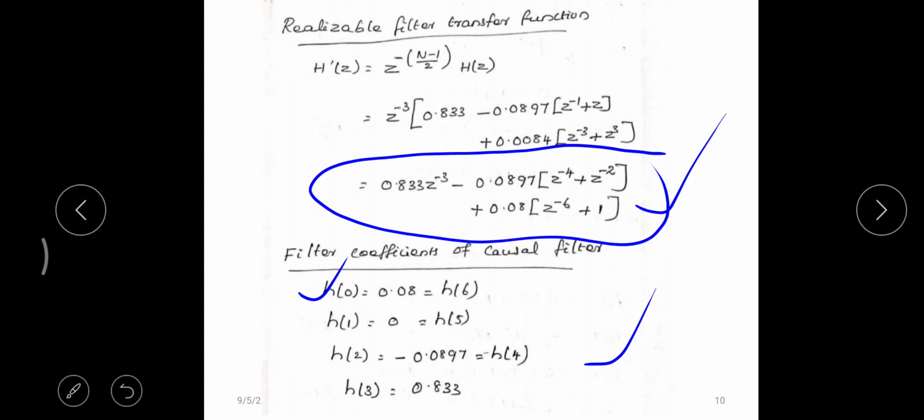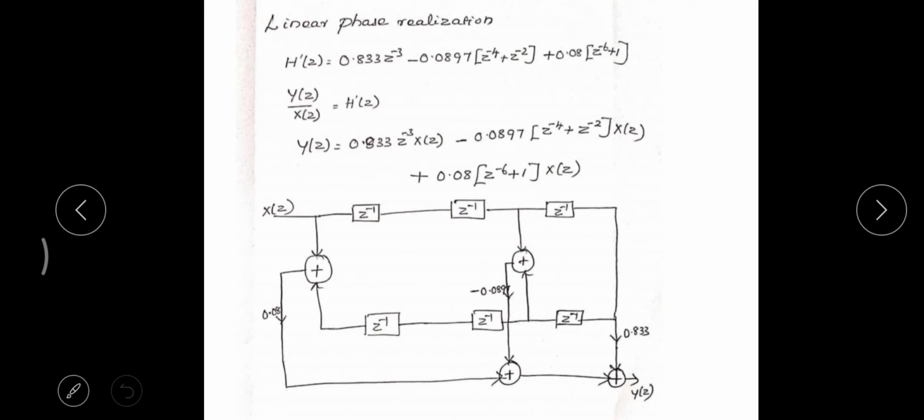After writing all these impulse response values, I can go for the implementation. There are really 3 to 4 different structures. Among those implementations, linear phase is always giving the best output, or the best way of implementing the FIR filter. So I have chosen the linear phase implementation for this problem. Since N is equal to 6, I can keep 3 delays in the upper portion and 3 delays in the lower portion, that is this 3 and this 3.